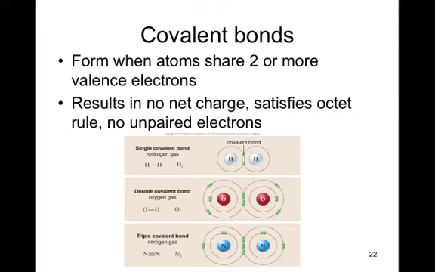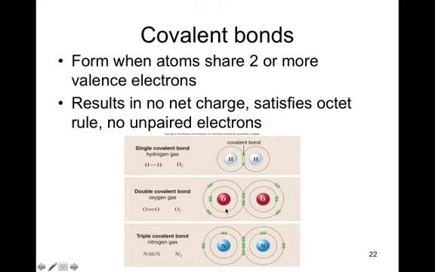Most molecules are bonded together with single covalent bonds. However, sometimes we'll see double covalent bonds. Let's look at oxygen as an example. Oxygen is atomic number 8. So it has 2 electrons in its innermost energy shell and 6 electrons in its second shell. In order to be happy, it really needs to share 2 electrons. It needs 2 electrons to fill this outer shell and satisfy the octet rule, as does this oxygen.